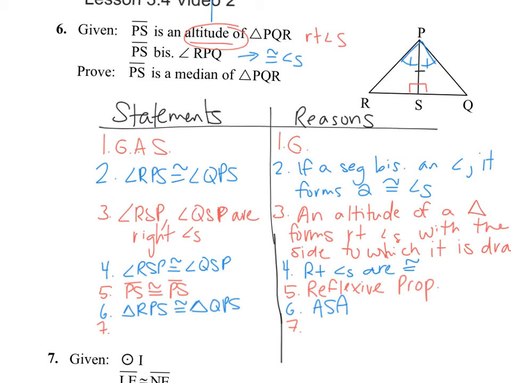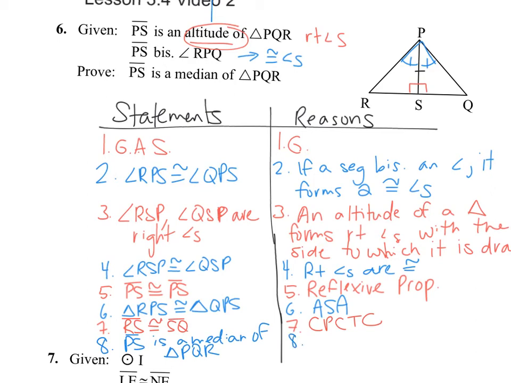Now I'm trying to get segment PS as a median of triangle PQR. That means I need a segment that goes from the vertex of a triangle and divides the opposite side into two congruent segments. So the two congruent segments I need to state are going to be segment RS congruent to segment SQ. That is CPCTC. And then I'm able to say that PS is a median of triangle PQR.